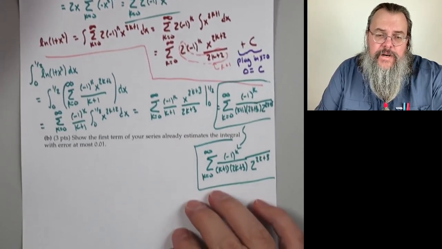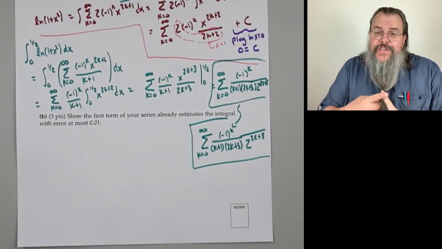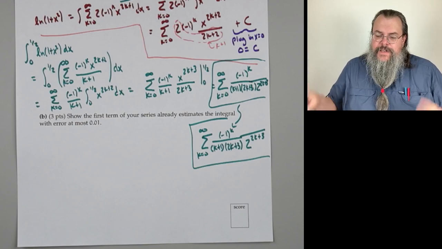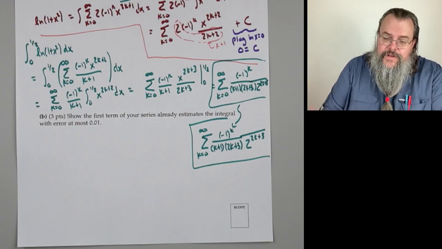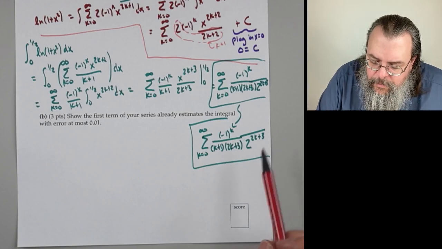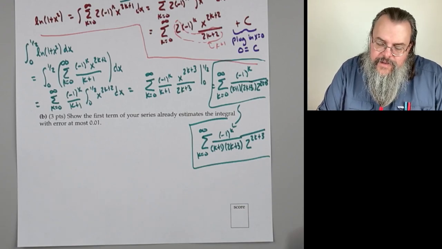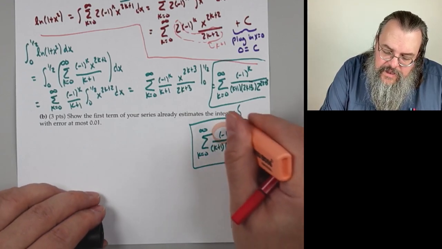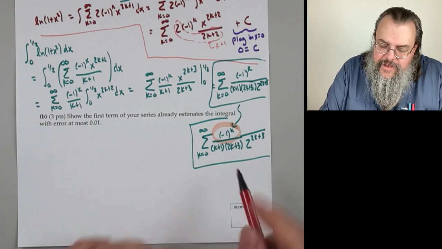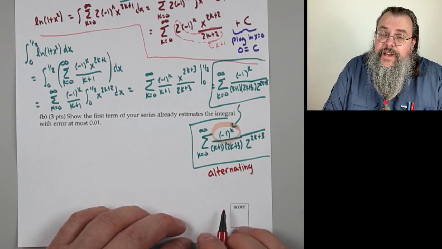Okay. Part B. Show the first term of your series already estimates the integral pretty closely. It's within 0.01. All right, so now there's a couple of things to note here. This is a series, but we have no x involved. So we look at it and say, well, what's true? Well, the key thing, the reason all of this works, and it's going to make it simple, is that part. That (-1)^k. What that tells us is that this is something which is alternating. We are changing signs, plus minus.